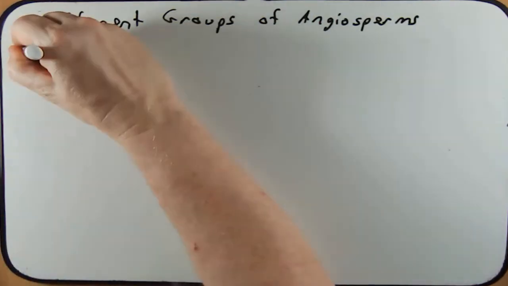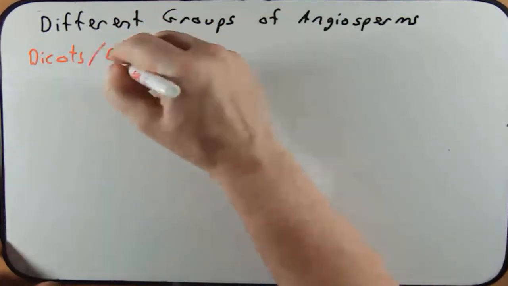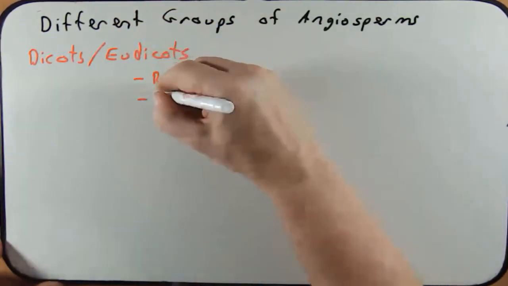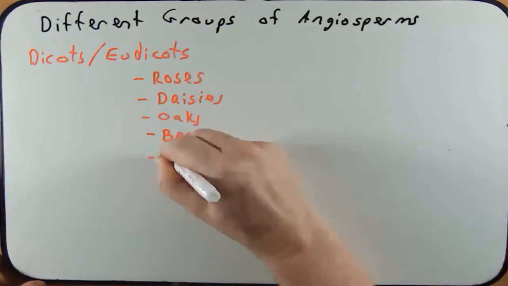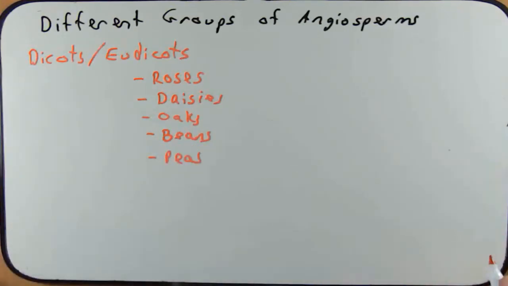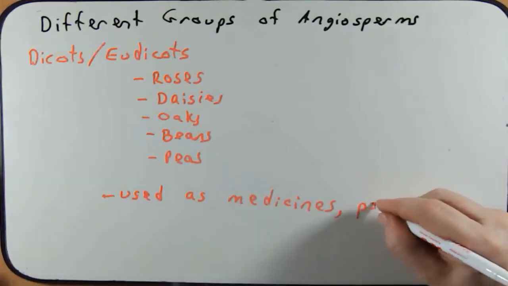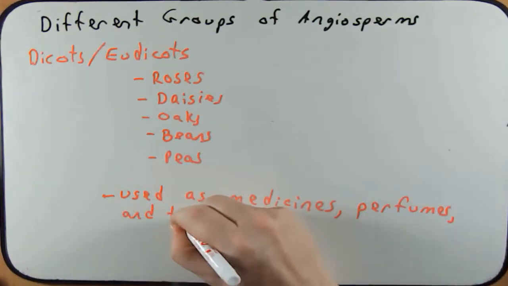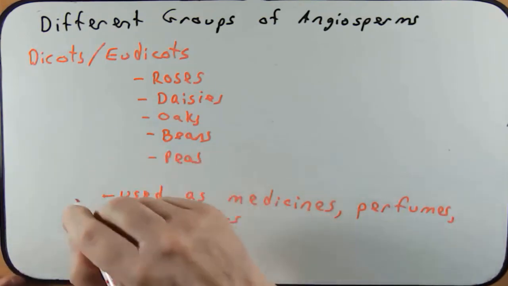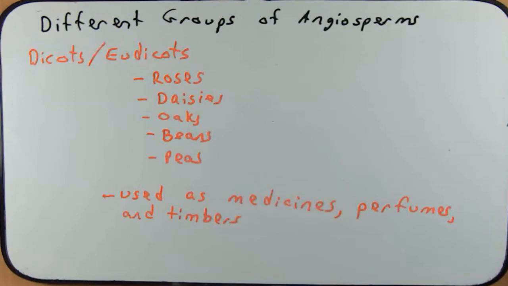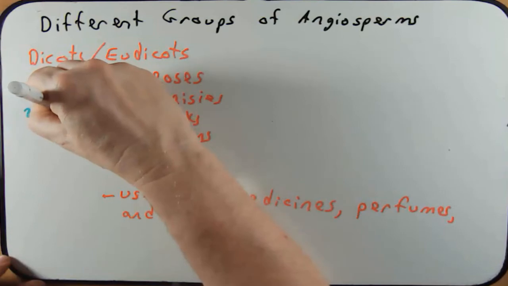Next, let's talk about the dicots, or sometimes we call these the eudicots. Within the dicots are the roses, daisies, oaks, beans, and peas. Many of the species in the dicots are used as medicines, perfumes, and timber to build homes and furniture and other things. This group here represents the largest number of angiosperms. There are about 200,000 species of dicots.